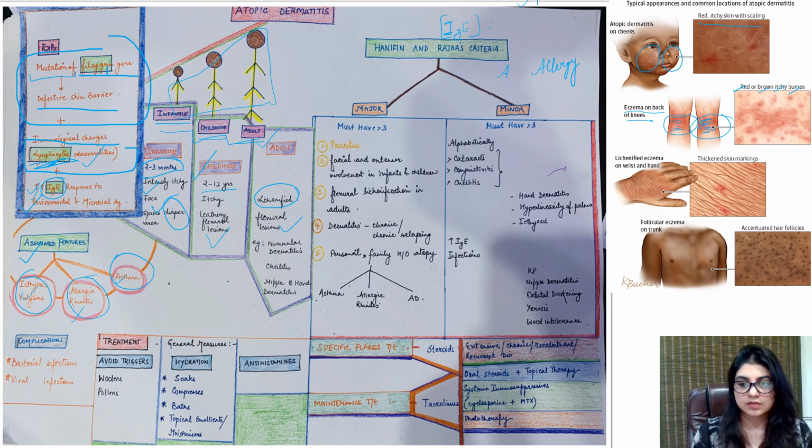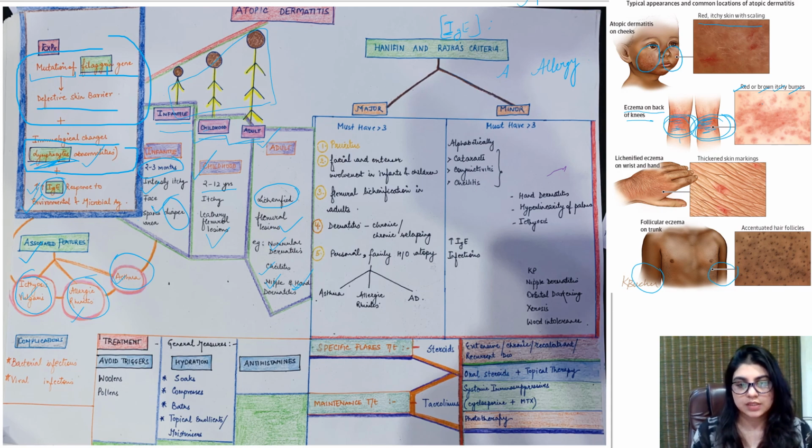Flexural lesions means in the flexural parts of the body, ear, and the most common example is nummular dermatitis. Cheilitis means the dermatitis around the lip area, nipple dermatitis, and the hand dermatitis. So all of this, and then how's the criteria?